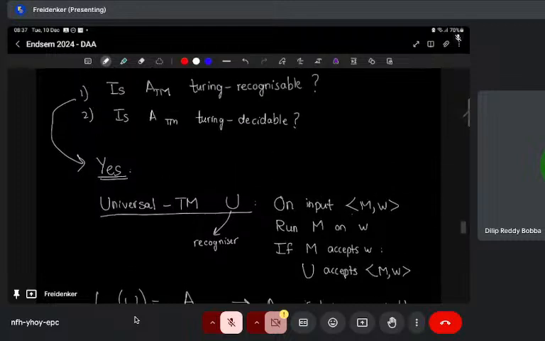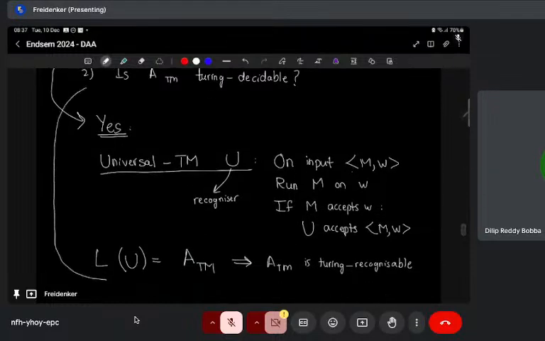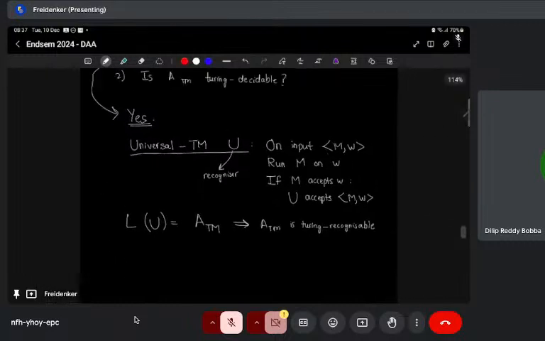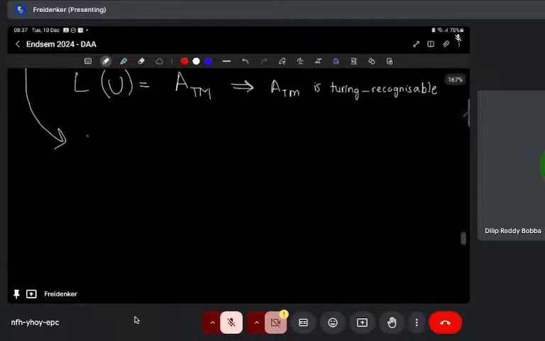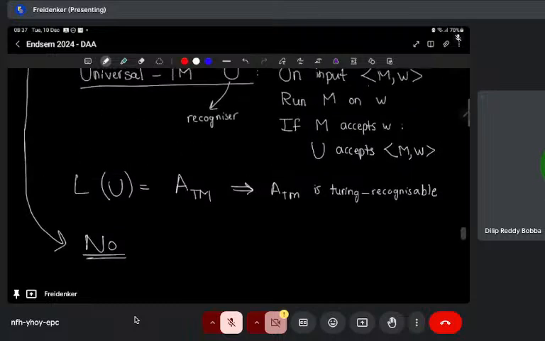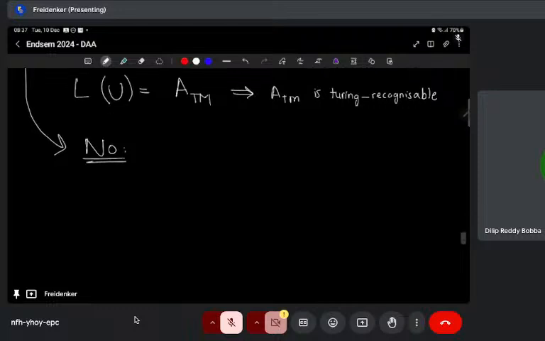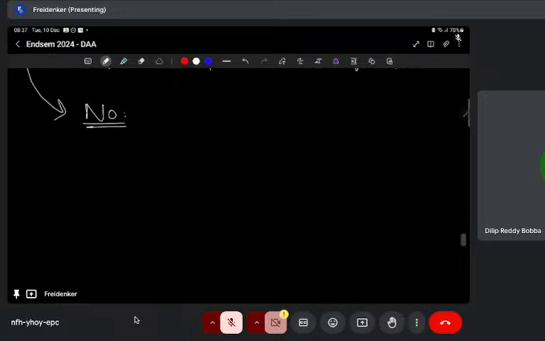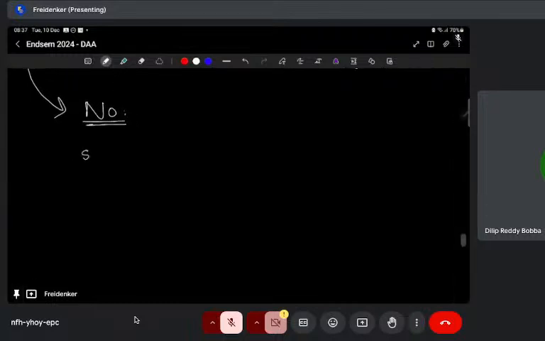Okay, that was the first question. The second question is: is ATM Turing decidable? The answer is no. We'll see why. We'll use proof by contradiction. So let's suppose ATM is Turing decidable.